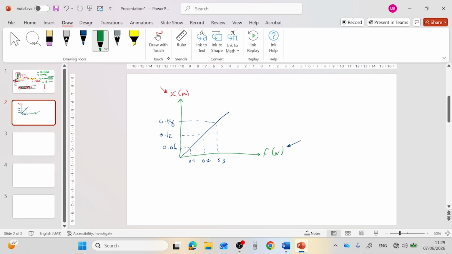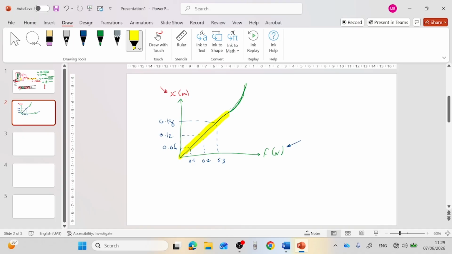But we will see that after a certain limit, this straight line is not a straight line anymore, and it starts to form a curved line. It is not linear anymore. So this is a non-linear graph, but it is a linear graph until a certain limit in this part.